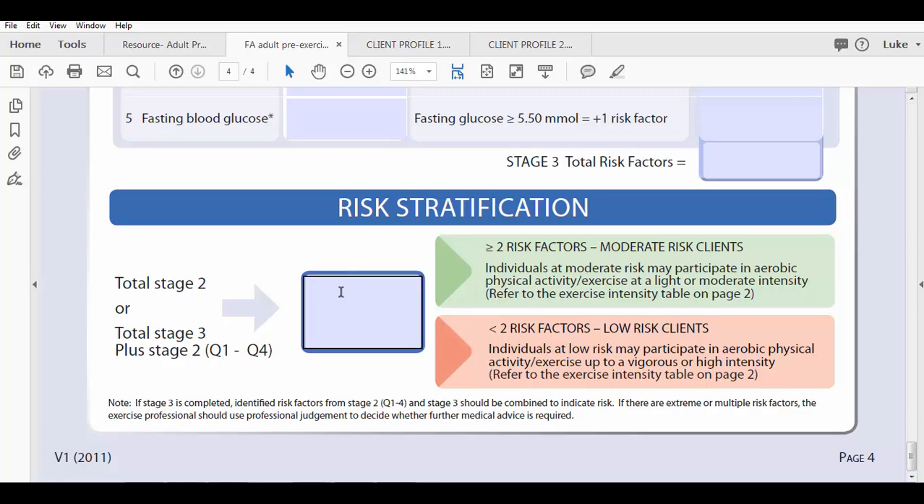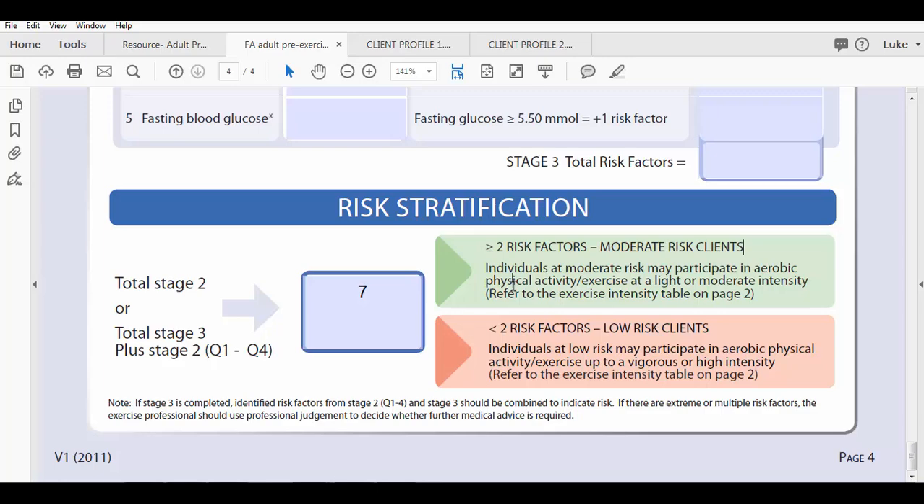We come down to the risk stratification for stage 2, and we have a +7. So what does this mean? Well, that 7 is certainly greater than 2 risk factors, so they're certainly at a moderate risk at the very least, which means they can participate in aerobic physical activity or exercise at a light or moderate intensity. However, as was mentioned in the user guide, if you have really high or multiple risk factors, and 7 would certainly fit into that, then you need to make a professional judgment as to whether they need to see an allied health professional or not.